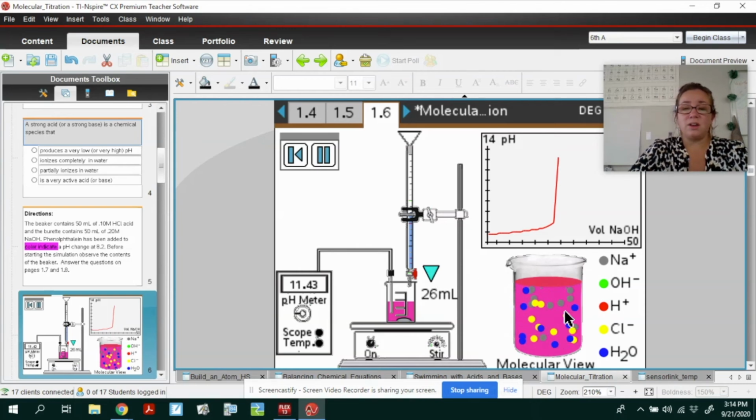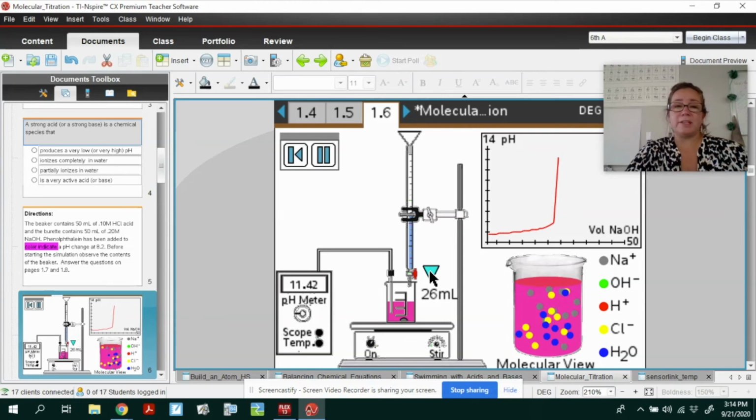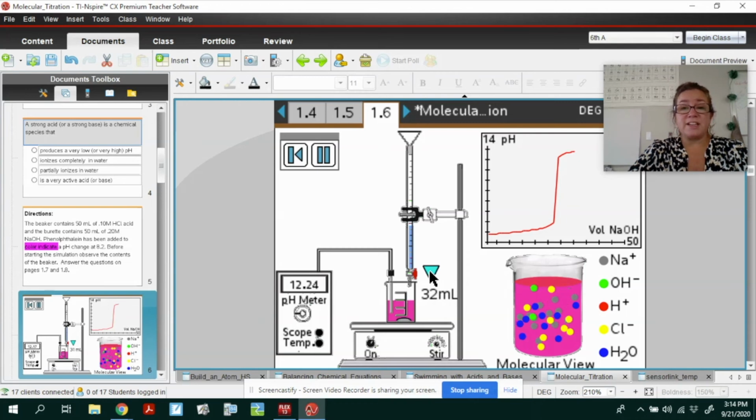And notice all of my hydrogen ions are gone. They have been neutralized. I have a bunch of new blue ions, but I have all my chloride ions because they're not truly part of this reaction. You can talk about spectator ions. If I keep adding, notice my sodium numbers increase, and now I'm starting to get some OH minus molecules.